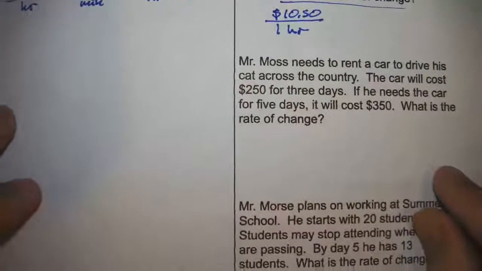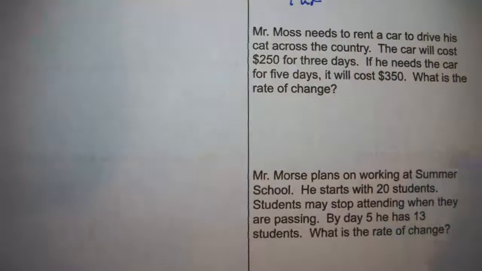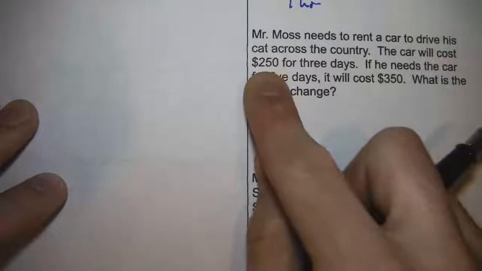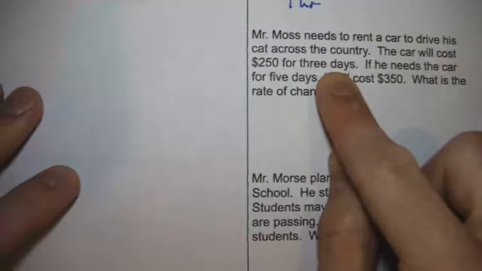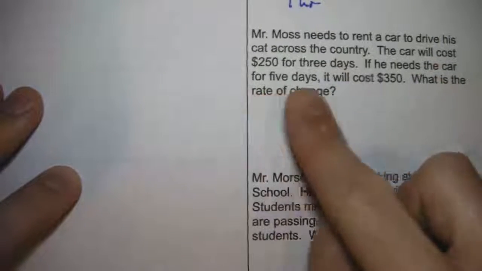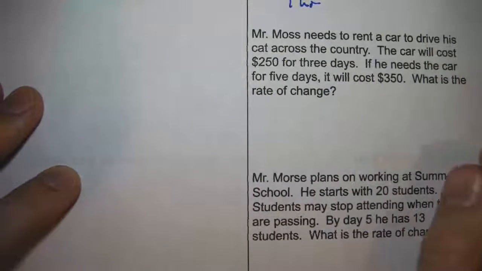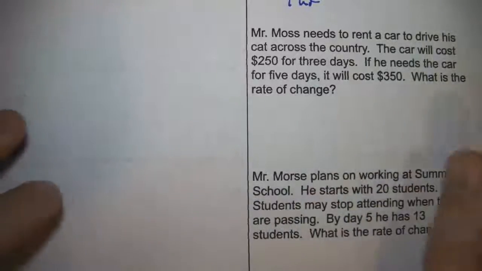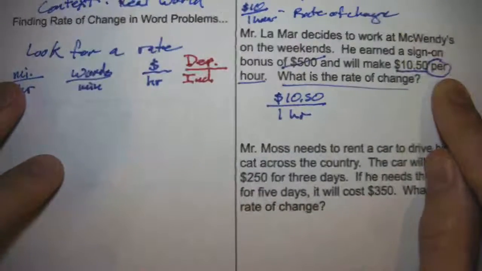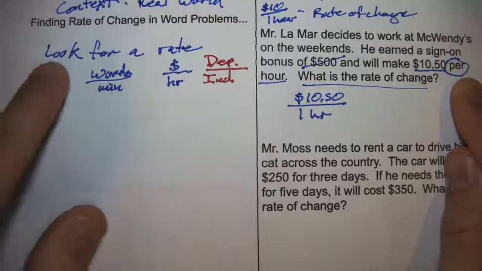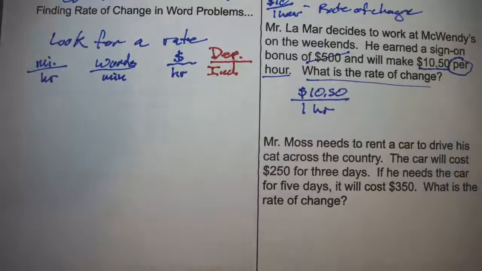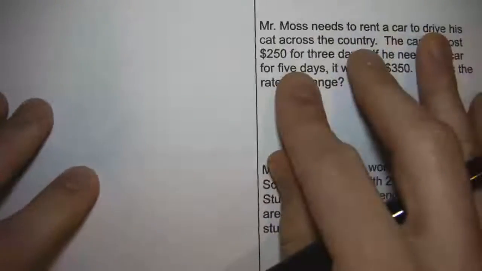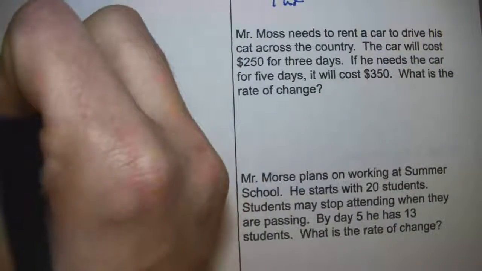All right, let's try another one. Mr. Moss, oh, bless his heart, Mr. Moss needs to rent a car to drive his cat across the country. The car will cost $250 for 3 days. And if he needs the car for 5 days, it will cost $350. What is the rate of change? Notice, in this case, I don't see words like per. So this first method of finding it, just simply looking for that rate, isn't going to work. There is no rate given. So let's jot that down real quick. In this case, there is no rate given.